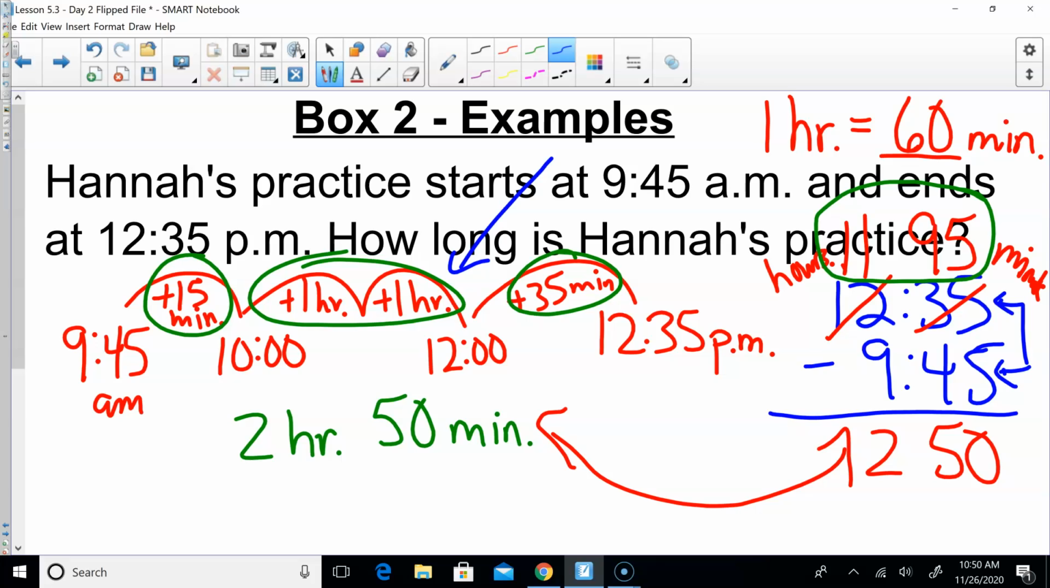That works as well, as long as you understand that relationship when you have to ungroup and change an hour for more minutes. So you can pause the video right now, write down both methods, what method works best for you. So try the timeline method, try the subtraction method, try them both, till you develop which one and understand them and how they work together.